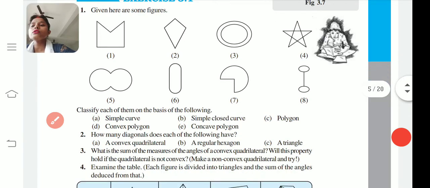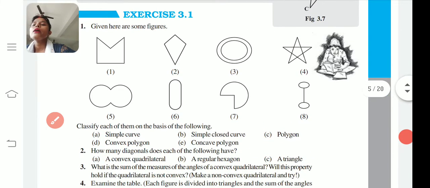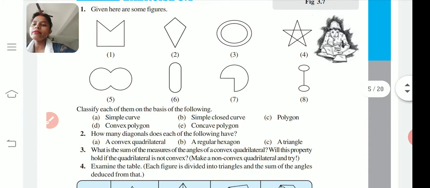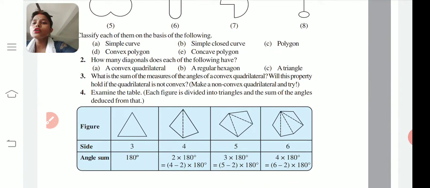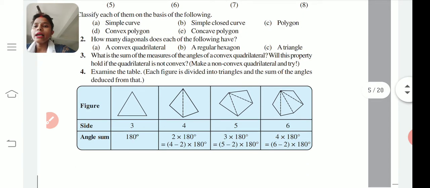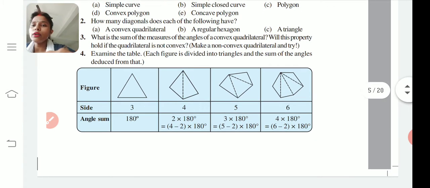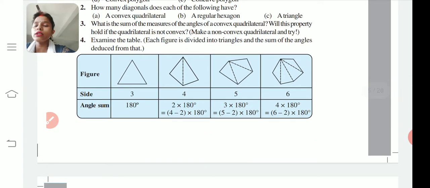Okay, now see the questions of exercise 3.1. Question number one and question number two we have already done. Now see question number three. What is the sum of the measures of all the angles of a convex quadrilateral? As I told you earlier. Will this property hold if the quadrilateral is not convex? I told you about the concave also. Make a non-convex quadrilateral and try. Non-convex means concave only. In the same way you have to solve.